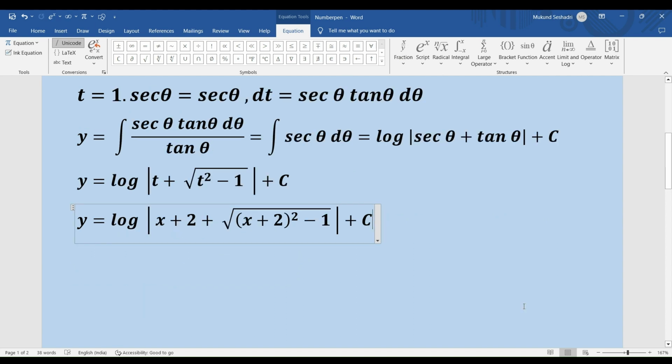My answer to this problem is log of x plus 2 plus the square root of (x plus 2) the whole square minus 1, and remember the mod sign inside the log, and then I have my arbitrary constant plus c, right? So let me highlight my final answer in pink.